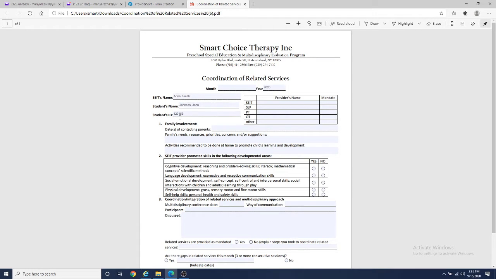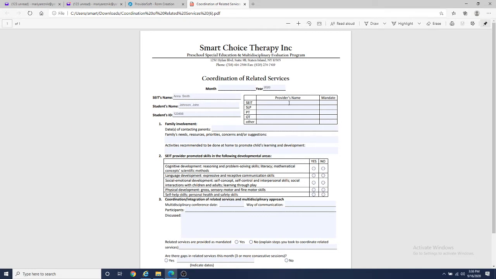Make sure that the names are correct. And then you're going to go into your IEP. Make sure that on the IEP you're going to write exactly the mandate as it is written on the IEP. So for example, SEIT services 10 times 30, speech 2 times 30, OT 1 times 30.